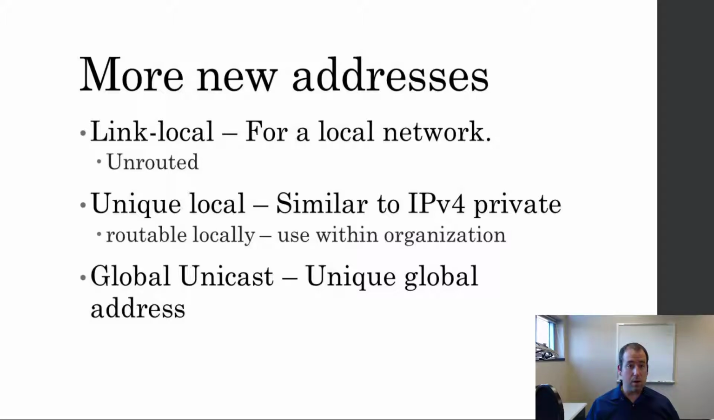Then there's unique local, which is more like that IPv4 private address. It can be routed within an organization. You can create different networks of unique local IPv6 addresses inside your network if you want to. But really, global unicast is kind of going to be the way to go. This is a global address that everybody can use. It's routable on the internet, and we don't need to use NAT and PAT and private addresses in the way that we did in IPv4. We don't need to use those addresses to save on public IP addresses. And that's the basics of IPv6.